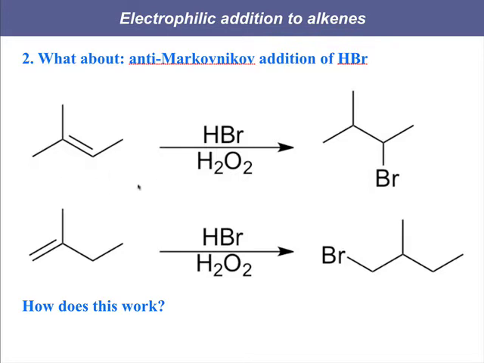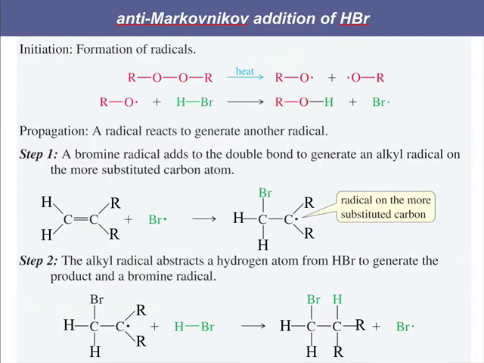Now, how does this work? This is organic chemistry, so we're not going to be able to get away with just saying that H2O2 does something magical that makes this happen. We need an explanation. Let's look at the mechanism. Let's explain what H2O2 is doing that causes this to violate Markovnikov's rule. So this is quite different. This reaction, the anti-Markovnikov addition of HBr using H2O2, involves formation of radicals.